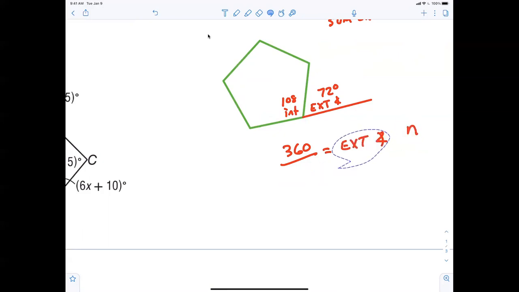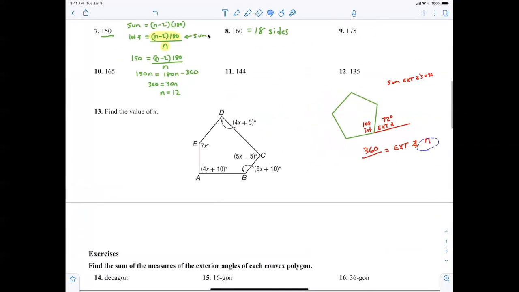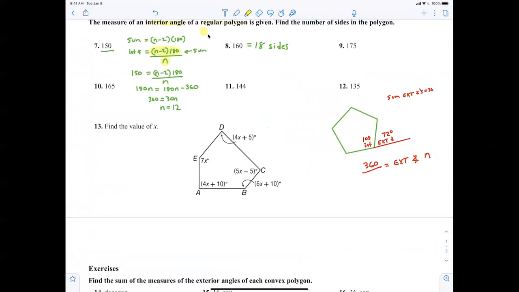Now, if I go back to the way it was, I could just say 360 is always the exterior angle times the number of sides. Everybody okay with that? So 360 divided by the number of sides will give me the exterior angle, and 360 divided by the exterior angle will give me the number of sides. The reason I'm showing you this is because I'm trying to make your life simple. There is no way I feel like doing this a bunch of times.